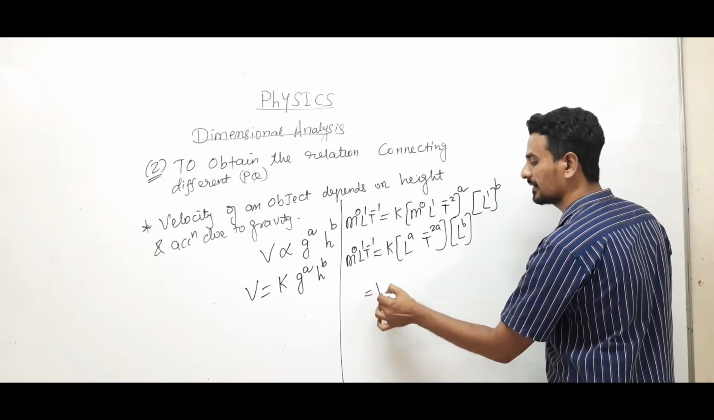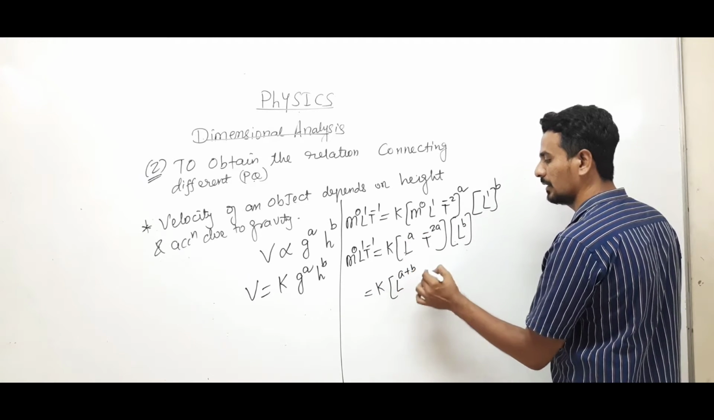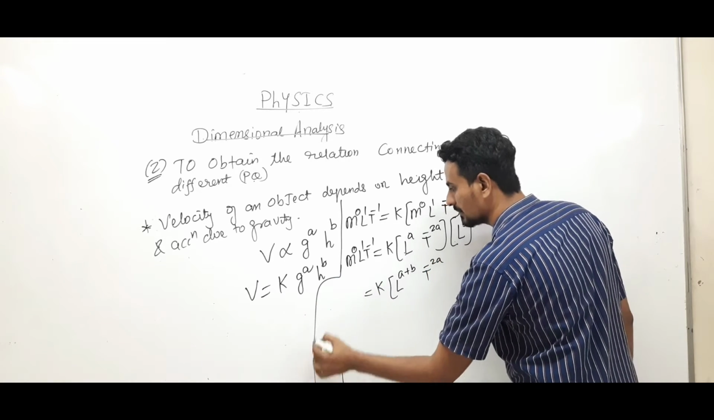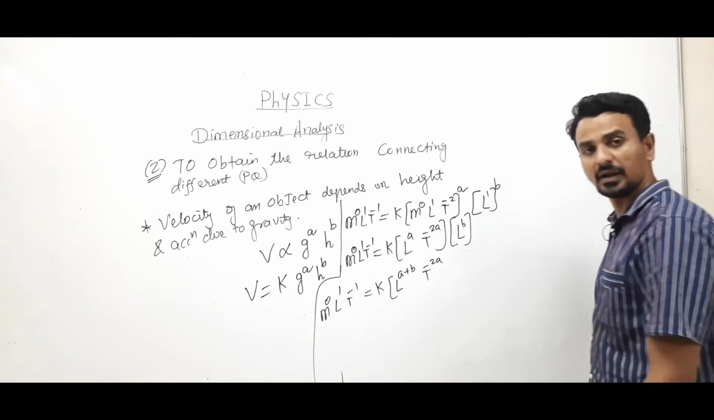Right? So this can be written as k, L raised to a, L raised to b, L raised to a plus b, T raised to minus 2a equals M0 L1 T minus 1. Clear?